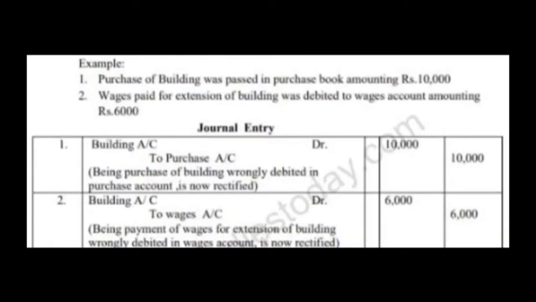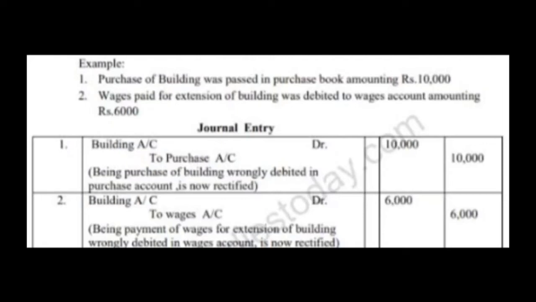Now let us take a look at a few examples. Example number 1. Purchase of the building was recorded in the purchase book amounting to 10,000. As we have discussed before in the previous lectures, while discussing the basic concepts, purchase is an expense, and the purchase title is only used for the purchase of merchandise and goods. The rest of the assets shall be recorded by their name. So the purchase of building should have been recorded by the name of building instead of purchase.